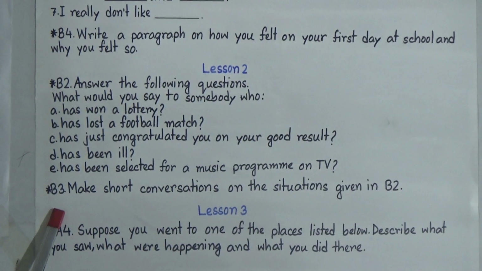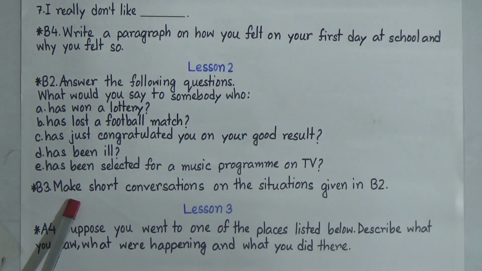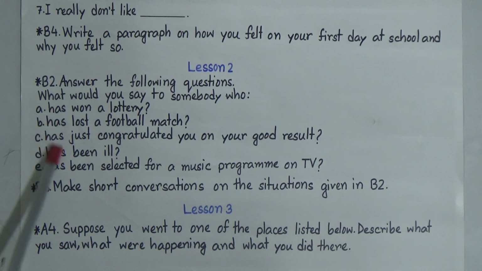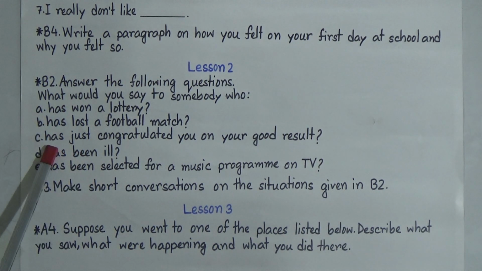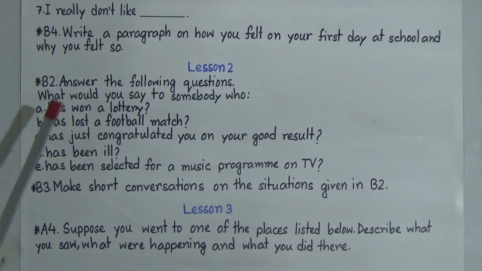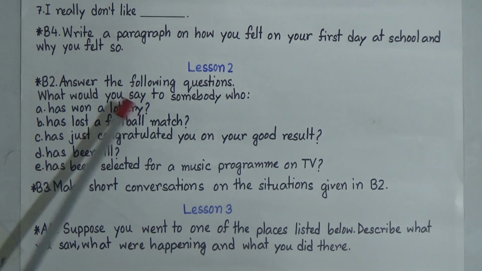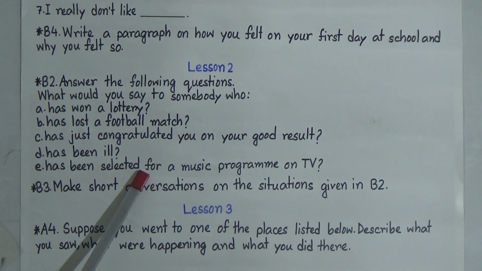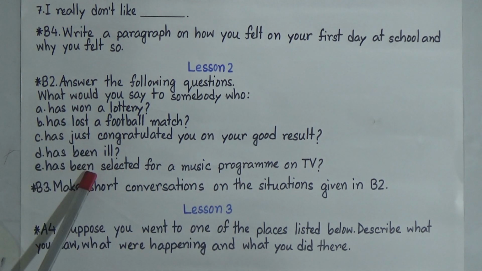Now we will do exercise number B3, and what is written there? Make short conversations on the situations given in B2. Now look, there are 5 situations and you will write short conversations on each situation. So there you will write 5 small conversations using those situations. That means using A, B, C, D, E. These are the situations and you will write 5 small conversations using these key points.